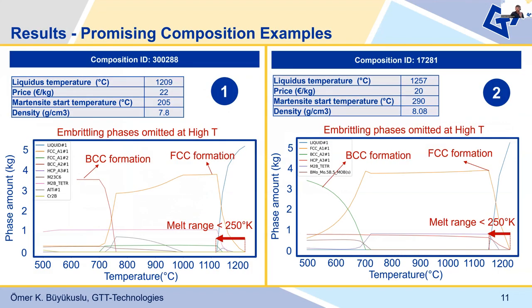After careful consideration of the results, compositions that stand out have been reported to our project partners. Here you can see the two compositions that satisfied the design criteria for the hard-facing coating material. You can see the BCC formation, FCC formation, the melt range, and all the empirical phases omitted at high temperature. These are all satisfied in these two compositions. Also, you can see the exact values of liquidus temperature, price, Martensite start temperature, and density.